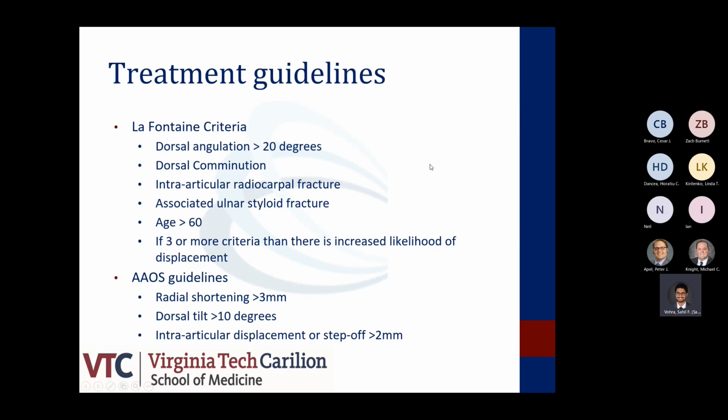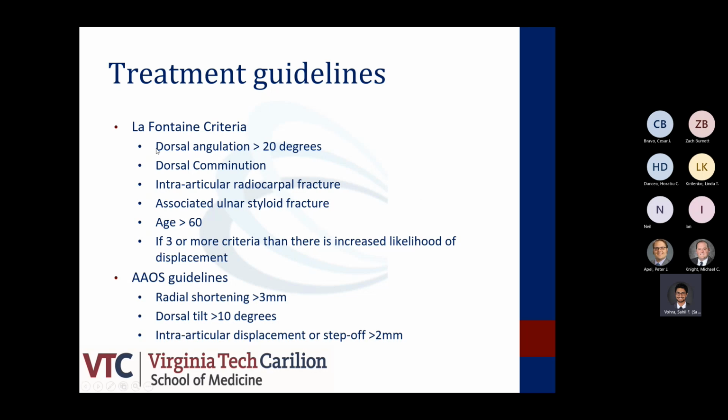So, treatment guidelines. The LaFontaine criteria has been around for a while. 1989 is when his paper came out, and basically he identified 5 variables. If you had 3 or more of these criteria met, it resulted in an increased likelihood of displacement of the fracture. His paper is very short. I think it's just over 2 pages with like 6 references. So it's worth a look.